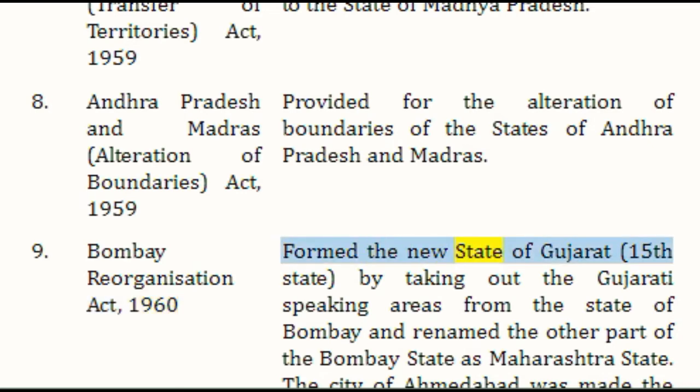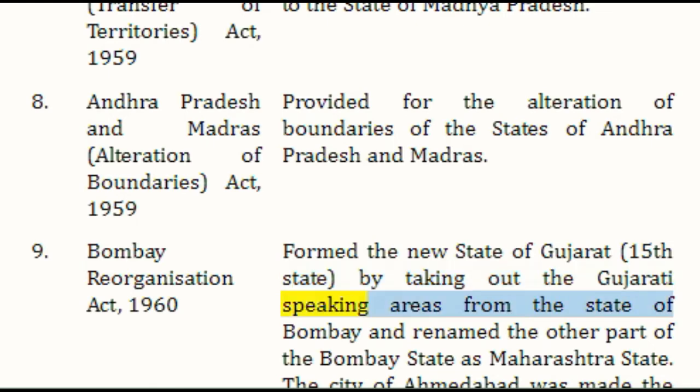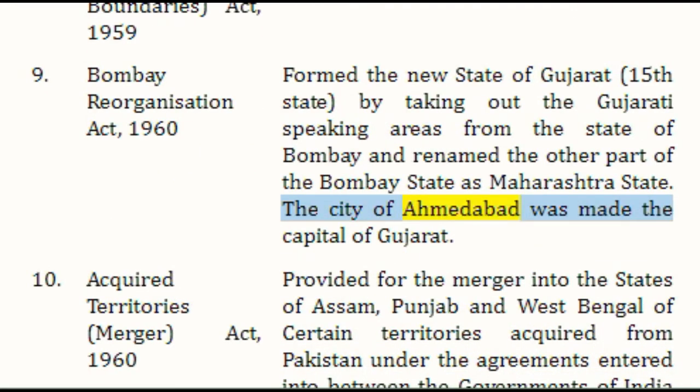Formed the new state of Gujarat, 15th state, by taking out the Gujarati-speaking areas from the state of Bombay and renamed the other part of the Bombay state as Maharashtra state. The city of Ahmedabad was made the capital of Gujarat.